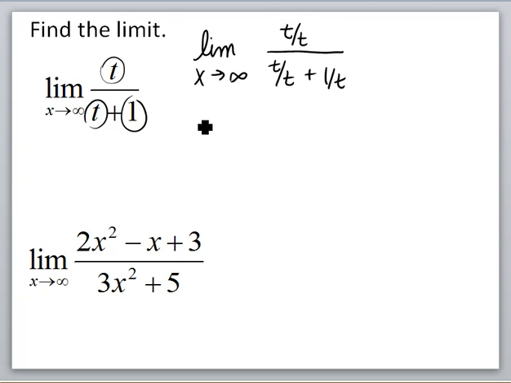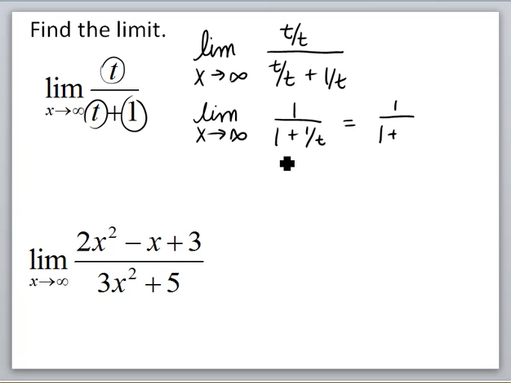After that, what we can do is simplify a little bit and rewrite this as 1 over 1 plus 1 over t. And now, using rules of limits, we can actually take the limit of each part separately. So the limit as t approaches infinity of 1 is just 1.